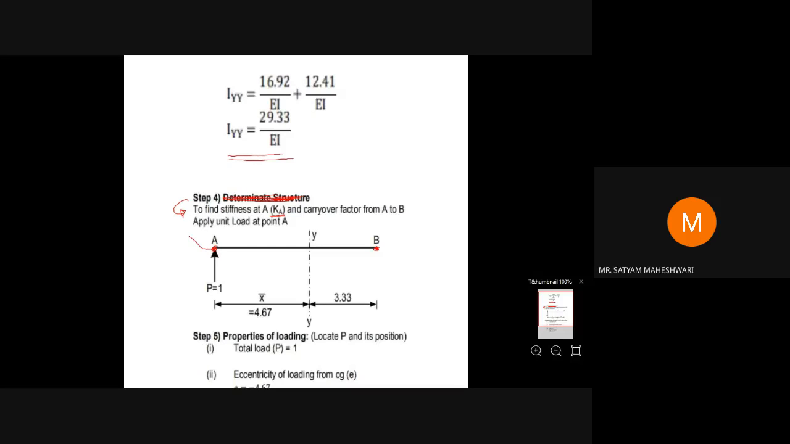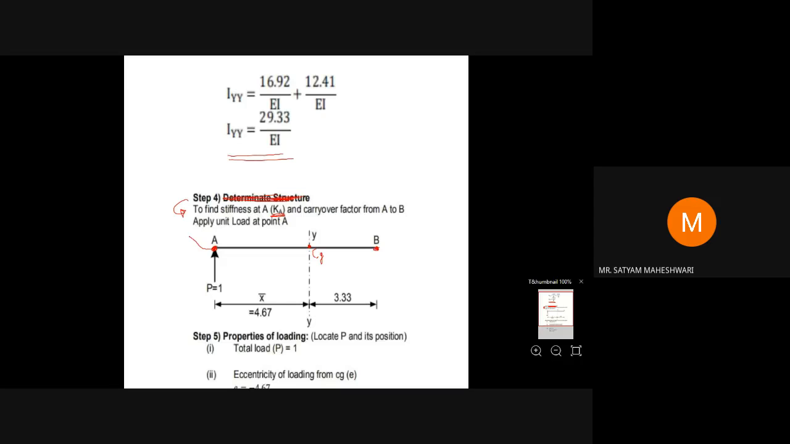But here, first we will find out the stiffness at A and the carryover factor from A to B. So for that, we'll apply the unit load, that is P is equal to 1 at A. And this is the YY axis we have located. This is the CG that we have shown in one line, or we can show it on the analogous column section. So this is the location of the CG of the analogous column section, which is located at 4.67 distance from point A. So P we have applied equal to 1 at A.